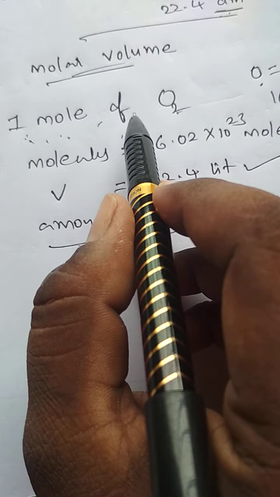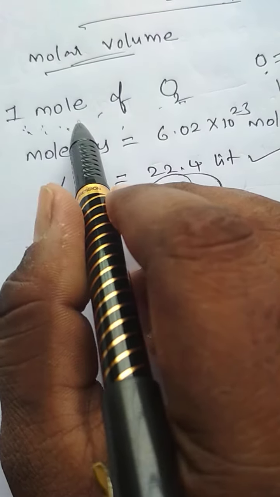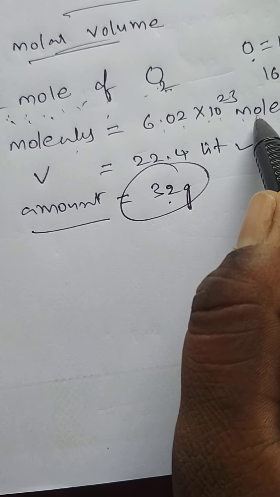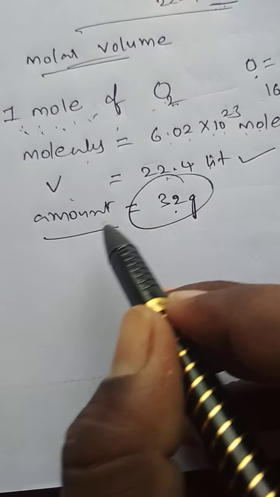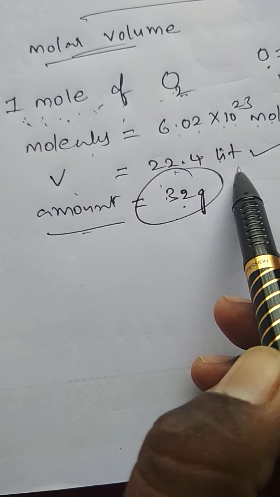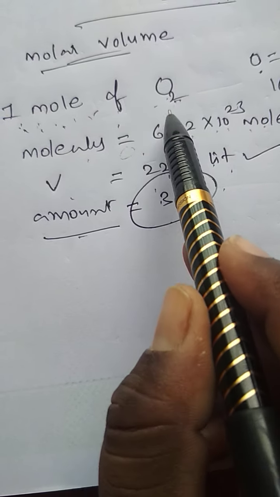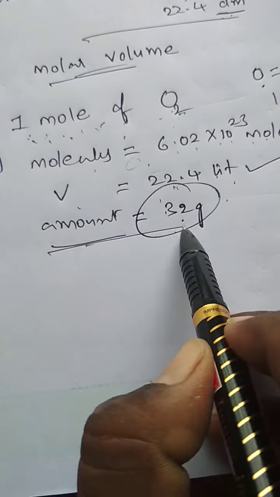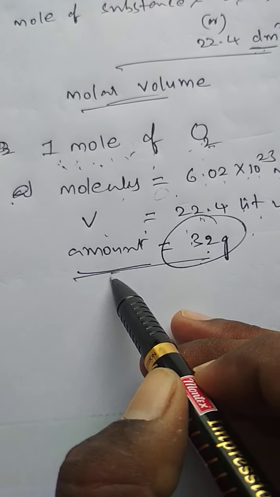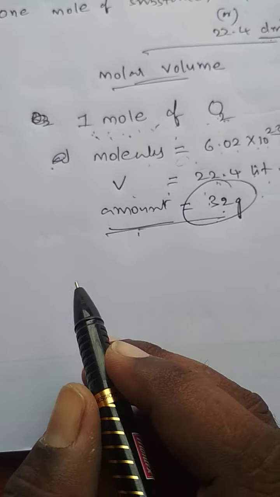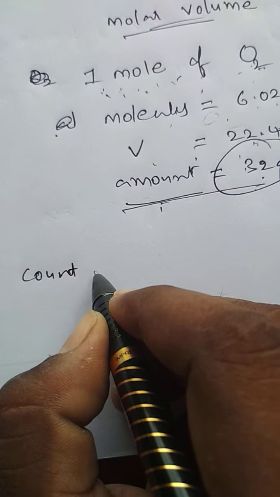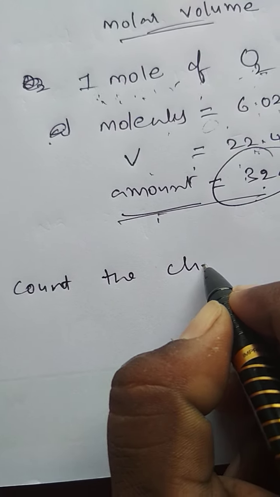For 1 mole of oxygen atoms, the number of atoms is equal to 6.02 × 10^23 atoms, volume 22.4 liters, and the amount is 16 grams. What is the difference between atom and molecule? A group of atoms is called a molecule. O is a single atom, O2 is the oxygen molecule. Like that we can easily calculate the mole, number of molecules, volume and amount at STP conditions. And here the mole is a number which is used to count the chemical units.